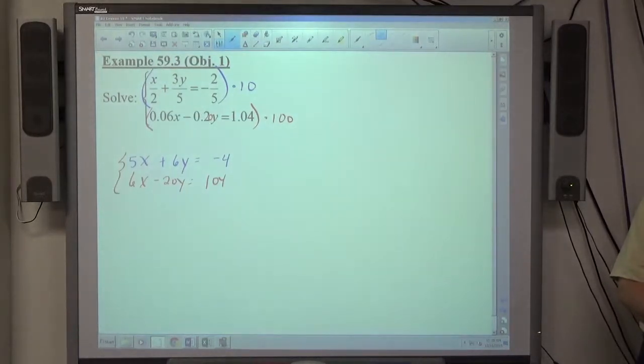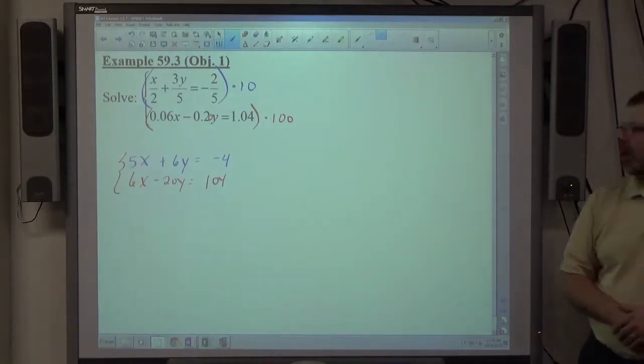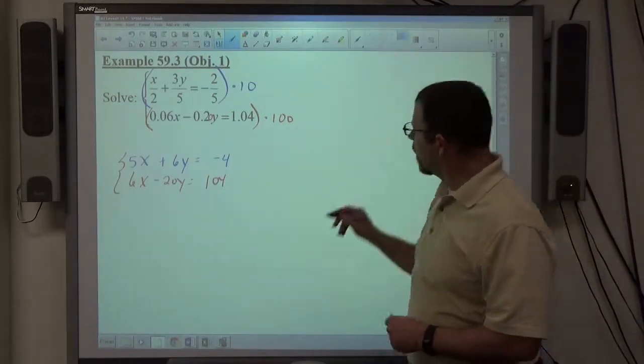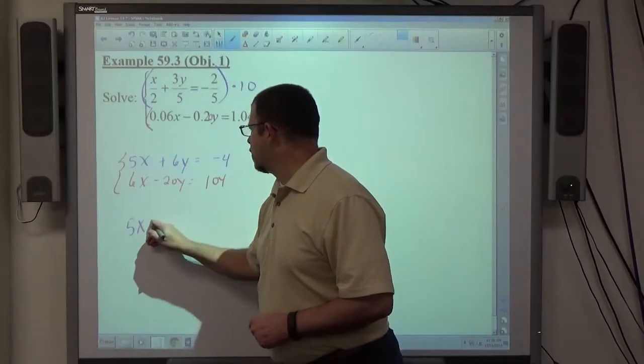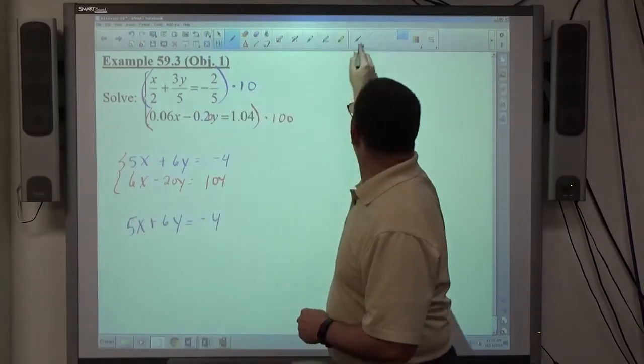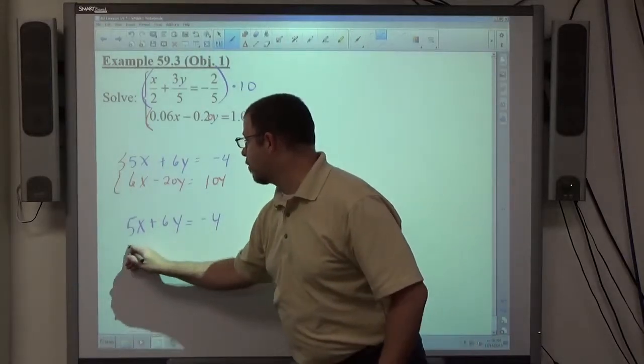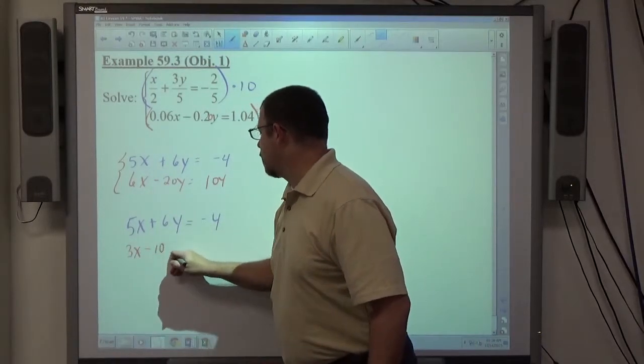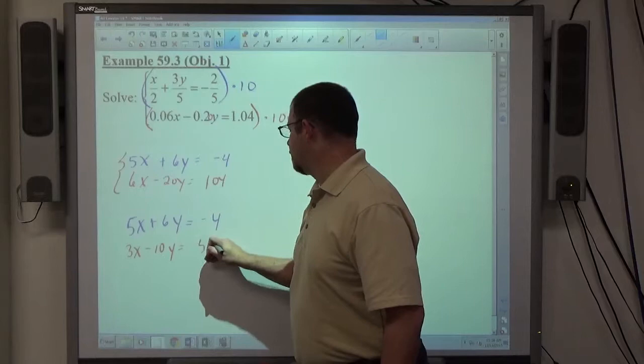The bottom equation, everything's even, so dividing by 2 would be legal. Not required, but legal. I'm going to do that. So I'm going to keep 5x + 6y = -4. And the bottom equation is going to be halved, so I'm going to get 3x - 10y = 52.